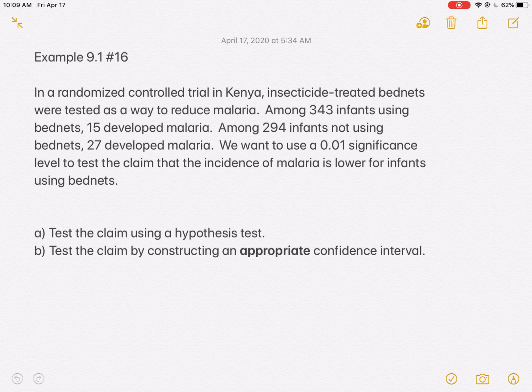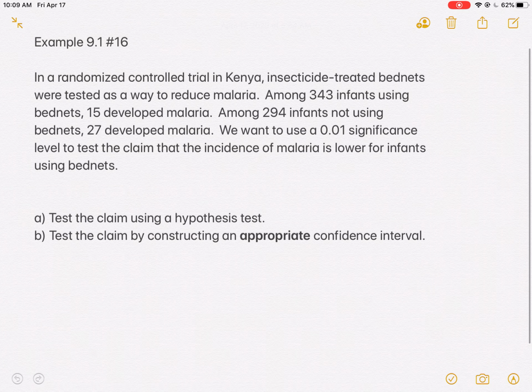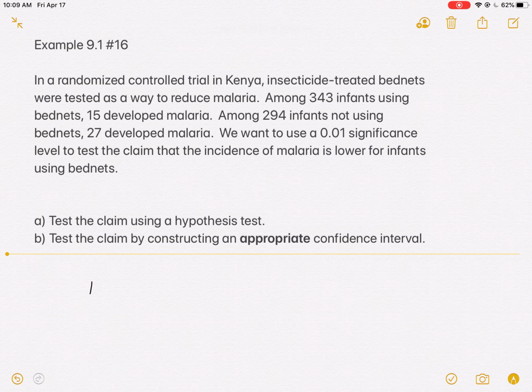And so what's happening here is we have some insecticide-treated bed nets and some non-insecticide treated bed nets, or infants not even using bed nets at all. So let's look at those two populations. We have the population where the children were given bed nets, and let's get the information among them. Among 343 infants using bed nets, so the number using bed nets was 343, and then they want to know how many developed malaria, right? The incidence of malaria. There were 15 that developed malaria.